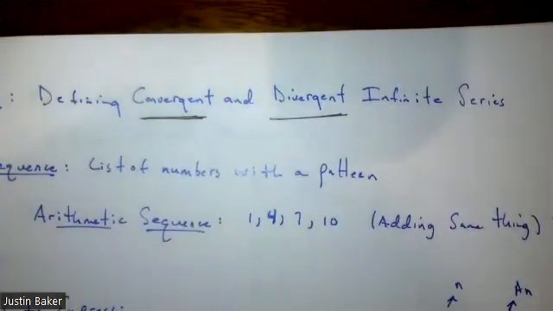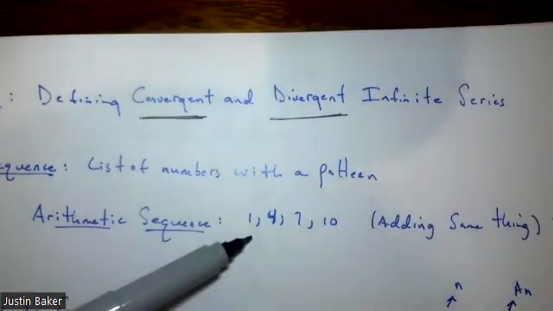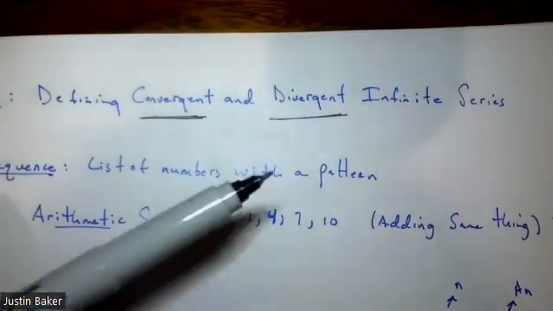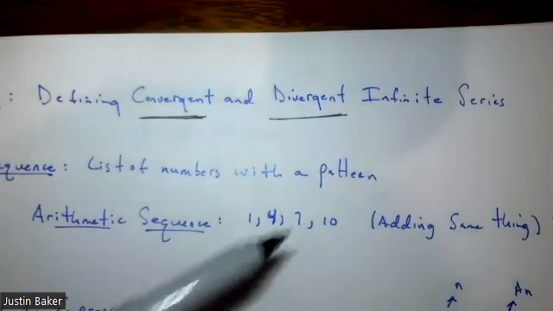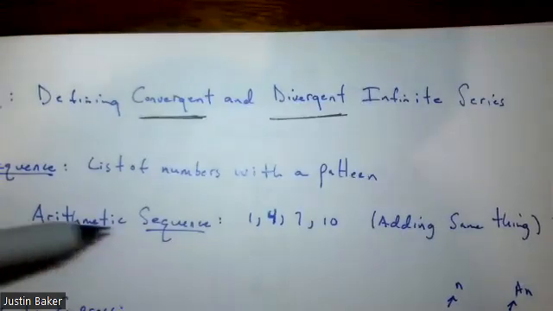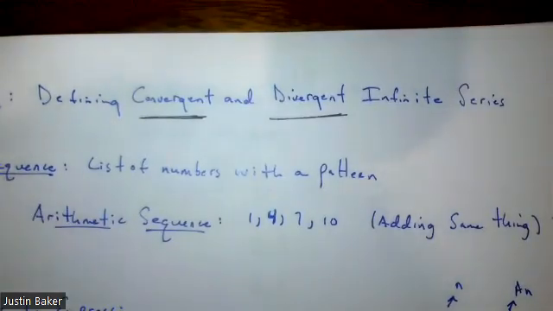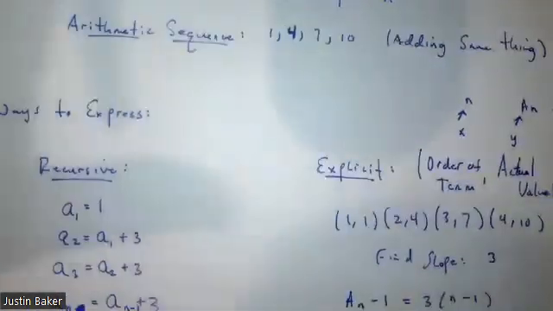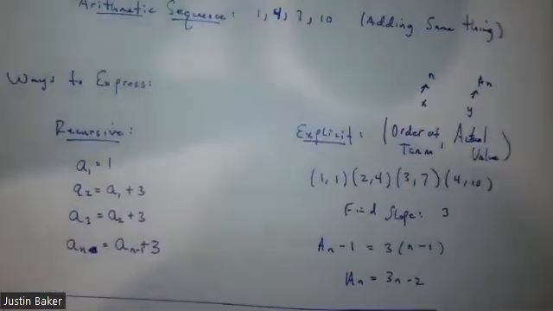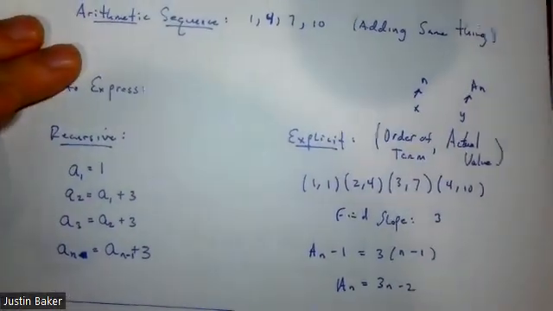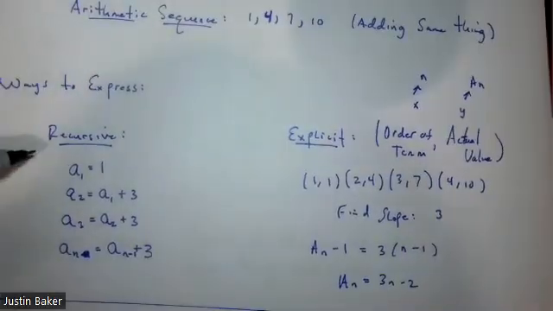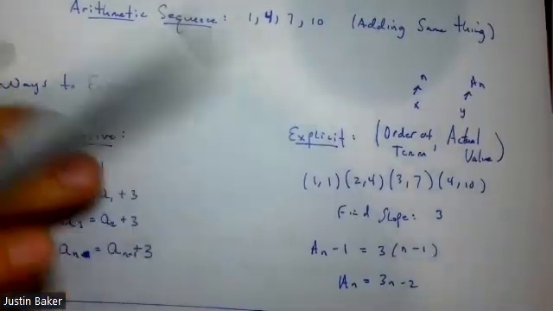This is called an arithmetic sequence, and that just means that your pattern is going to be consistently adding something each time. So 1 to 4, 4 to 7, pretty clear. That's plus 3, plus 3, plus 3. That is called an arithmetic sequence. And there's two major ways to express this, and that's called recursive and explicit.